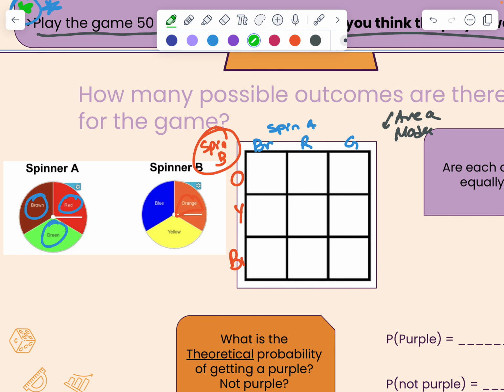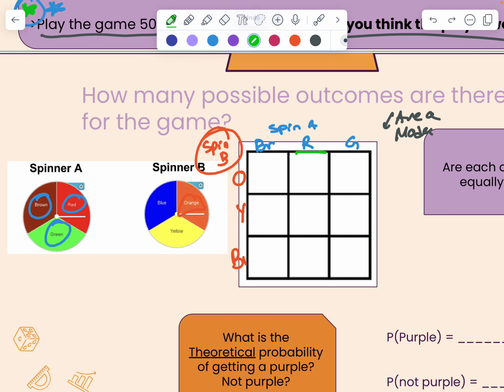Now these individual squares would be your different outcomes. So if I'm right in the middle, that would mean on my first spin, I got red, and on my second spinner, I got yellow. Not the color purple, but that would be one outcome that I could get, red on the first and yellow on the second. If I was, say, right here, that means that I would have gotten brown on the first spin up above and blue on the second spin on the side. So we're taking which one of these it points to, and that is our color combination.